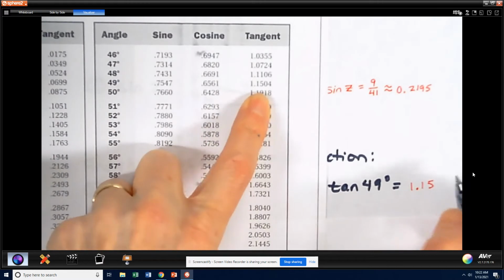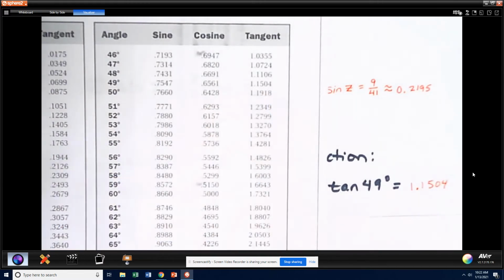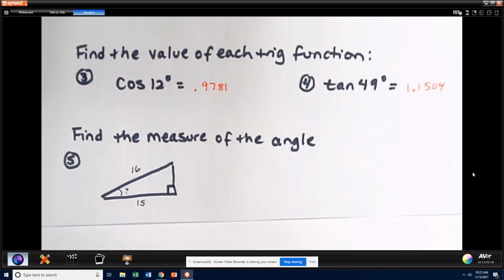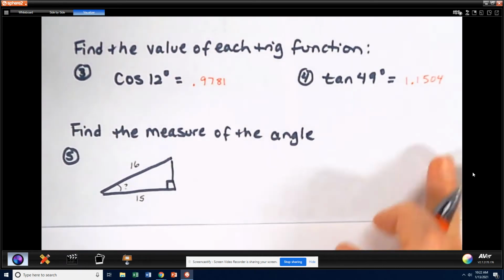49 degrees, 1.1504. So this is pretty old-fashioned, but it still works. So now let's start solving for things using our trigonometry.